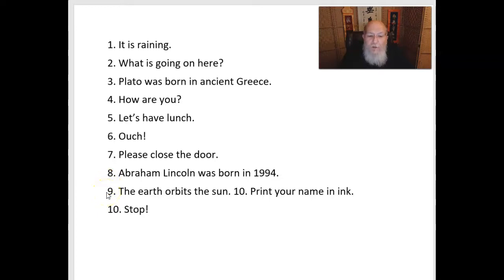Number 9, the Earth orbits the Sun. That makes a claim, and it's true or false, so it's a proposition. And here I have a typo. "Print your name in ink," number 10. That's not a proposition. It's an imperative, a command. And "Stop" is the same thing. It's another imperative or command. Okay.